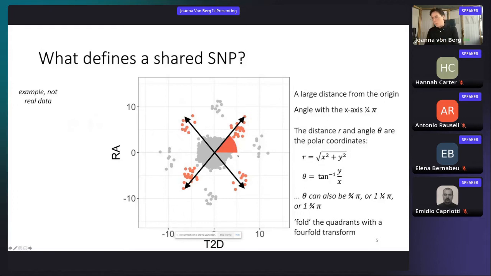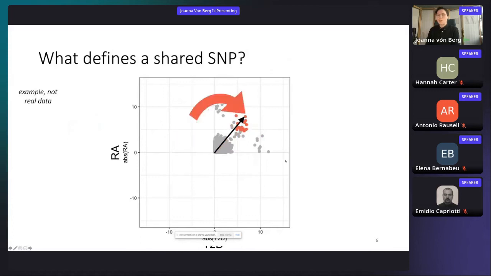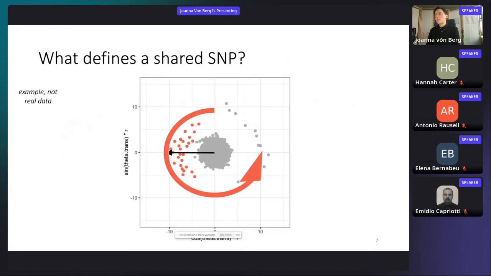Because they are equally shared, we basically fold these quadrants on top of each other. So this is equal to taking the absolute value of the effect sizes, and then they're all on top of each other. And then we stretch the data, or we multiply the angle by 4. This is just to make sure that the data still describes a whole circle, and that's important for the further analysis.